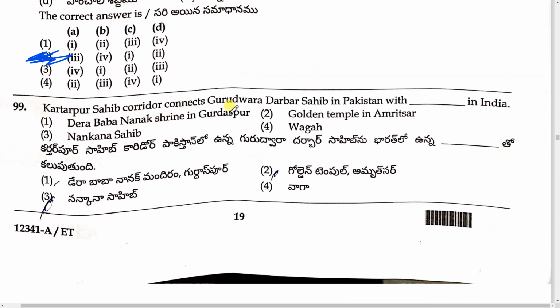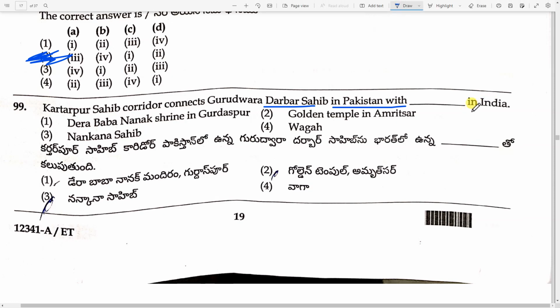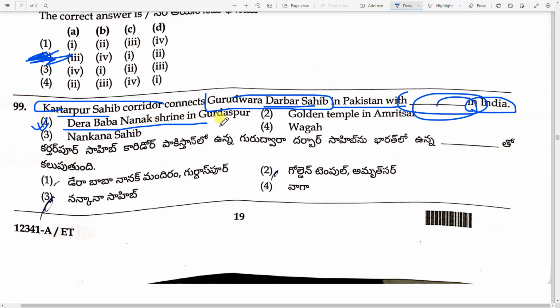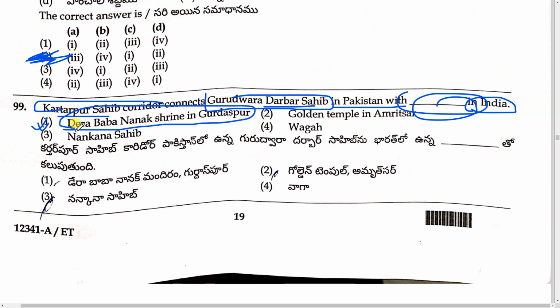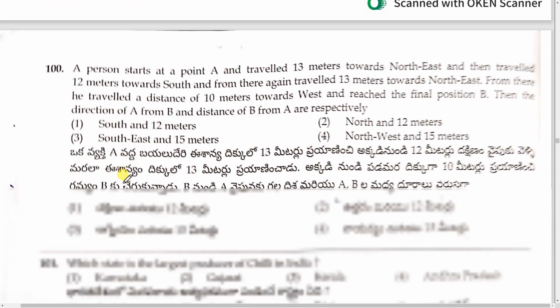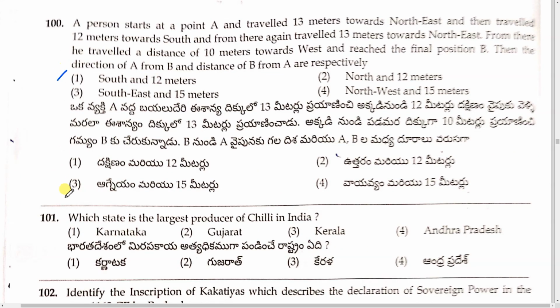Kartarpur Sahib corridor connects Gurudwara Darbar Sahib in Pakistan with which in India? So Kartarpur Sahib corridor is the name of the corridor which connects Gurudwara Darbar Sahib in Pakistan and in India. So which place in India does it connect? It connects with Dera Baba Nanak Shrine in Gurdaspur. Again, this is a reasoning question.